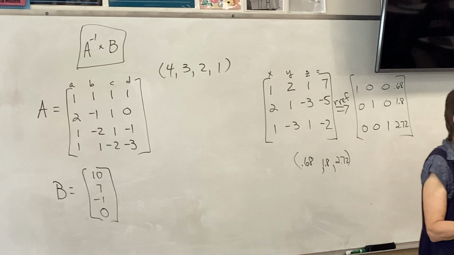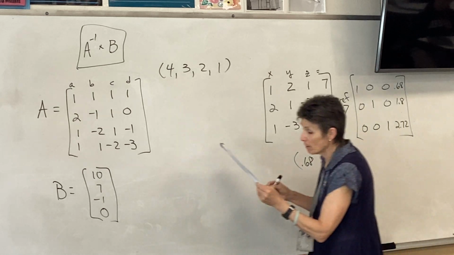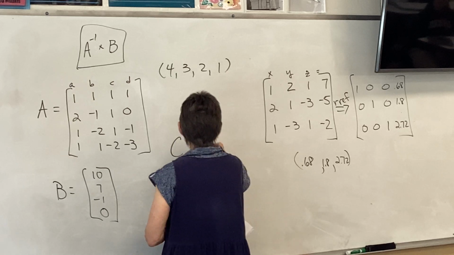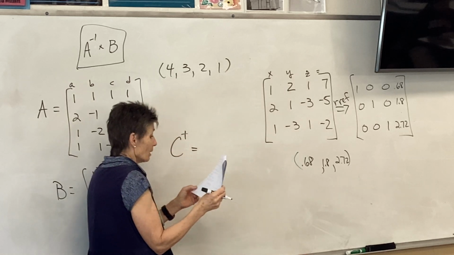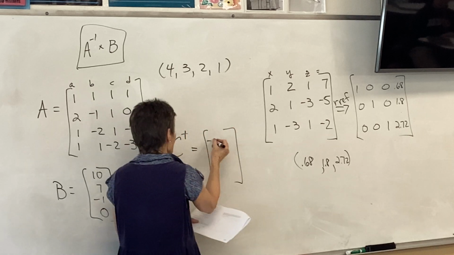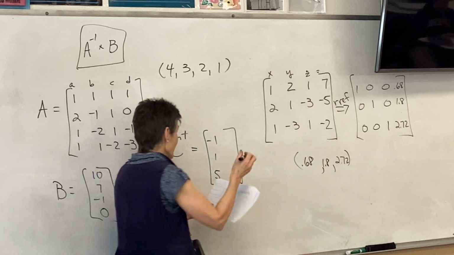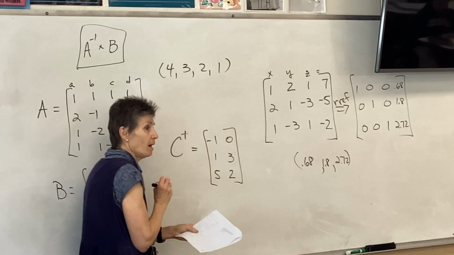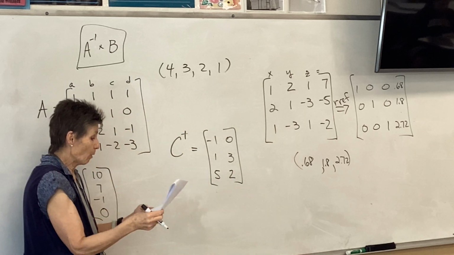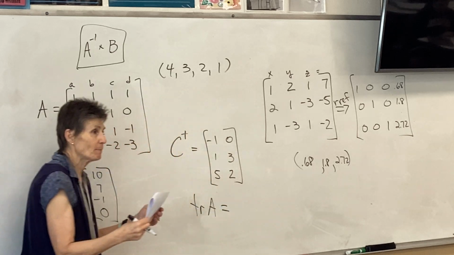Now skip down to J. Does anybody remember what J means? Transpose. So the transpose of C, C transpose, where's C? It means row 1, negative 1, 1, 5 becomes column 1, and 0, 3, 2 becomes column 2. Now, what does K mean? Anybody remember?